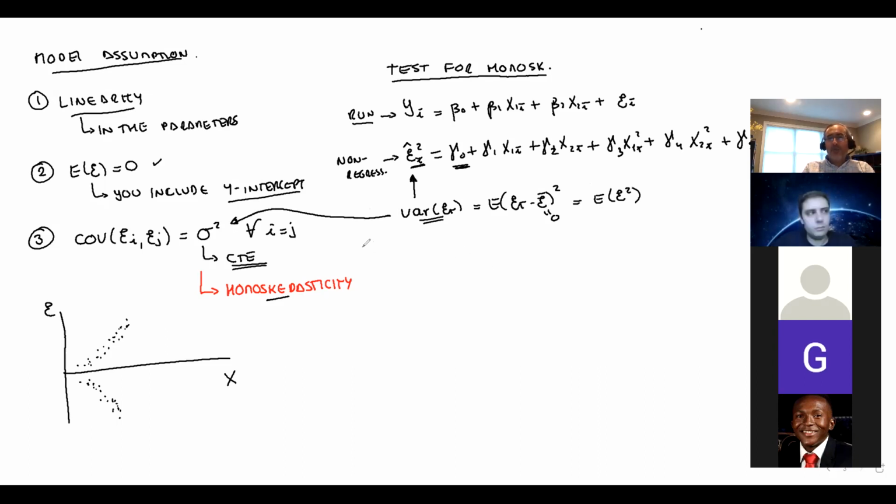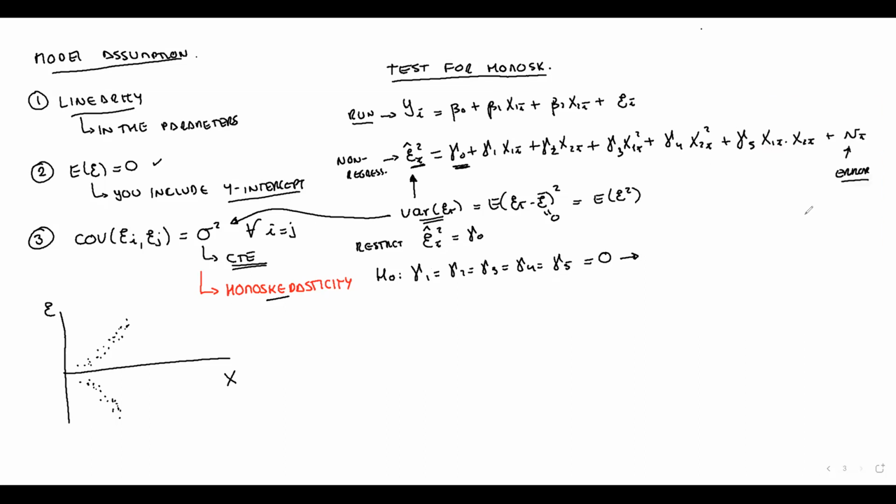Right? Then what we do is we have a restricted equation that is simply this one here equals gamma 0. Got it? So basically, guys, our null hypothesis using the non-restricted equation is going to be that gamma 1 equals gamma 2 equals gamma 3 equals gamma 4 equals gamma 5, and all these should be equal to 0. So if this is true, guys, what is the hypothesis? Homoskedasticity or heteroskedasticity? What are we testing, homoskedasticity or heteroskedasticity?